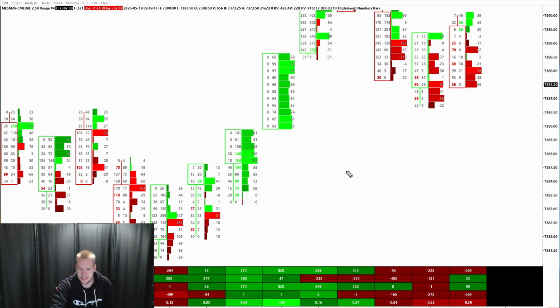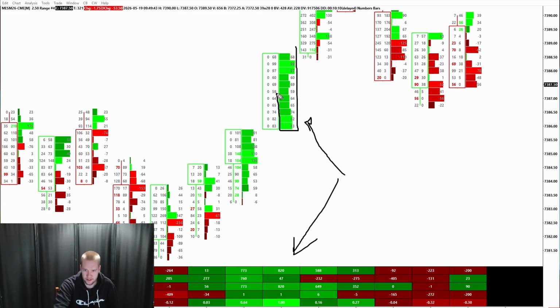Now, the second important thing we use the footprint for is we look at the delta, right? So the delta is down here, and it is also up here, right? So now we're talking about the right section here on each footprint, right? What is the delta, you may ask? Delta is the difference between the buyers and the sellers, okay?